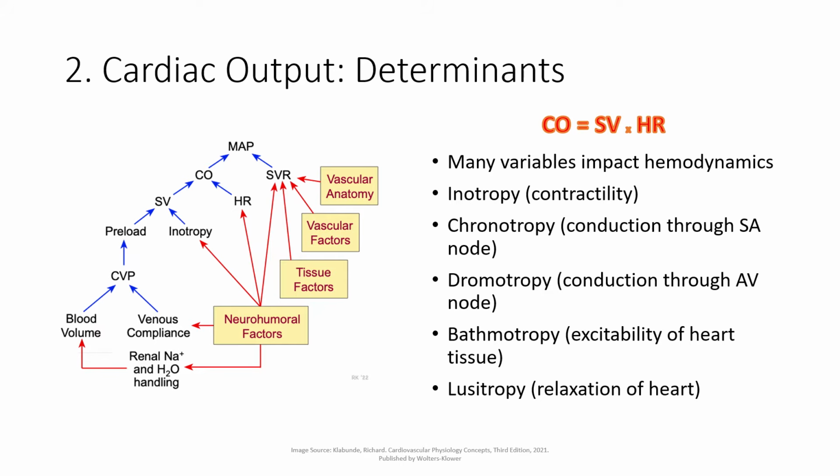They include inotropy, which describes the contractility of the heart, chronotropy, which describes the rate of conduction through the SA node, dromotropy, which describes the rate of conduction through the AV node, bathmotropy, which is the one you're least likely to have heard about, describing the excitability of the heart tissue, and lusitropy, which describes the relaxation of the heart.